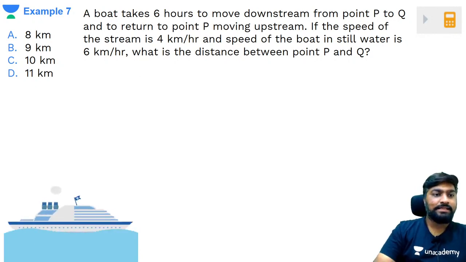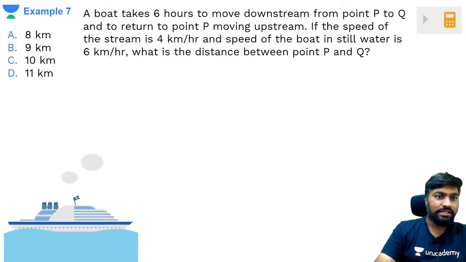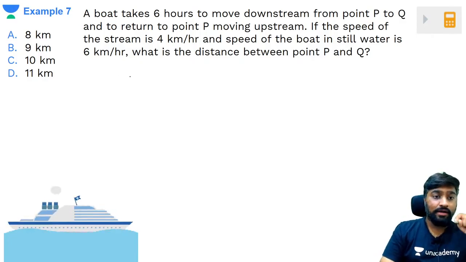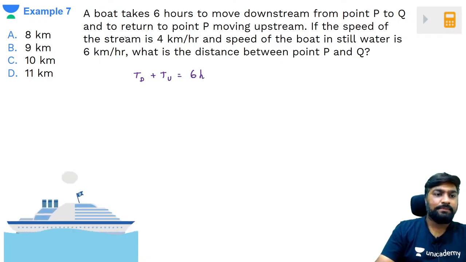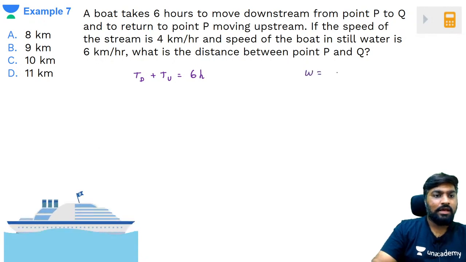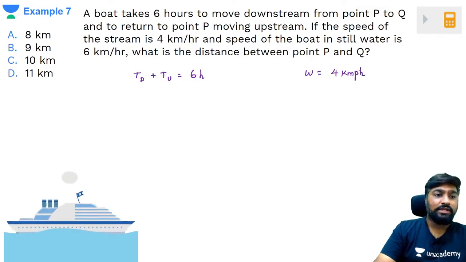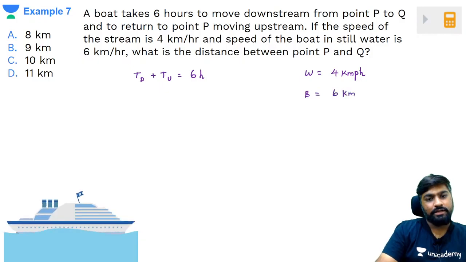Yeah, let's read this. A boat takes 6 hours to move downstream from point P to Q and return to point P moving upstream. Yes, so what is it? 6 hours taken for downstream and upstream, right? So let's quickly put that up. Time taken for downstream and time taken for upstream together is 6 hours. The speed of the stream, the speed of water, is given to us: 4 kilometers per hour. Amazing. And the speed of the boat in still water is 6 kilometers per hour.